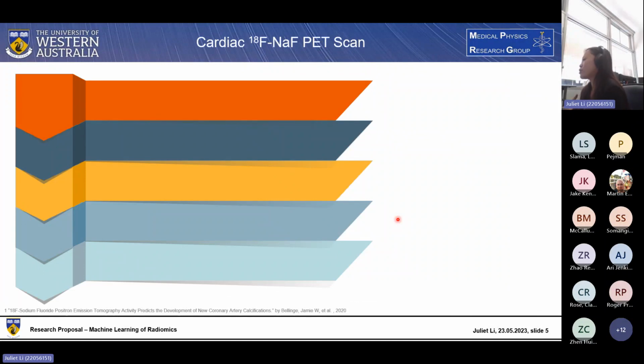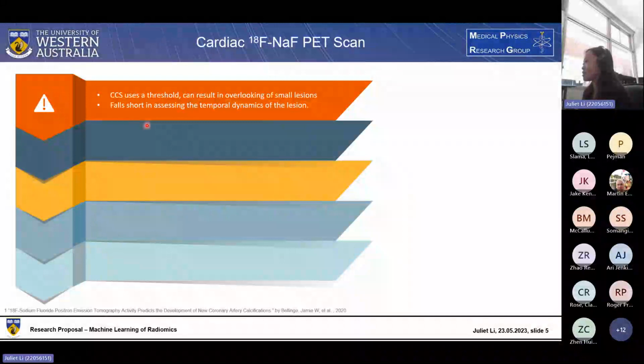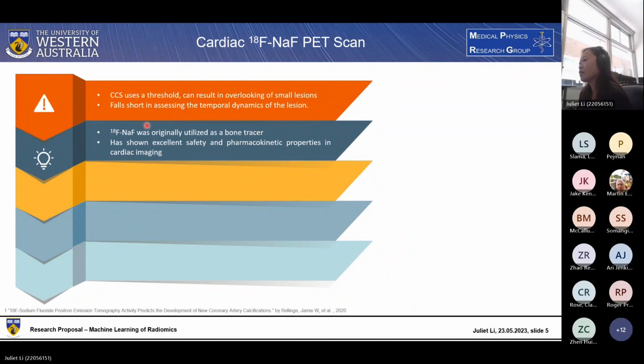So, although the coronary calcification score is a useful risk factor, it has its limitations. Firstly, because it uses a threshold for each lesion, it can result in overlooking of small lesions of microcalcification. Secondly, there's no information in the calcium score about the temporal dynamics of the lesion, meaning that we don't know if a lesion is active or stable, if it's progressing and developing further, or if it's just stable. So we need something else.